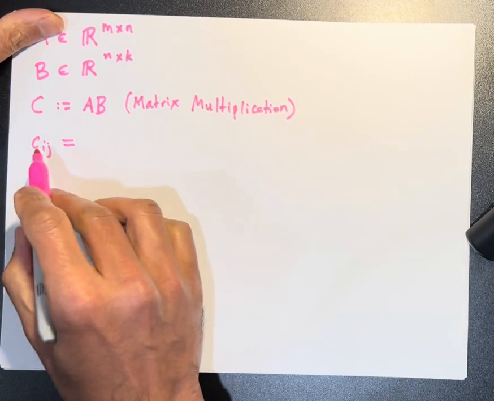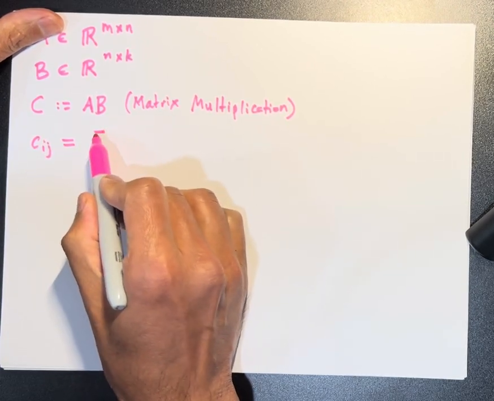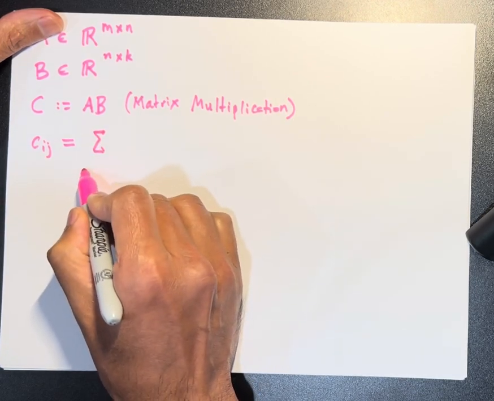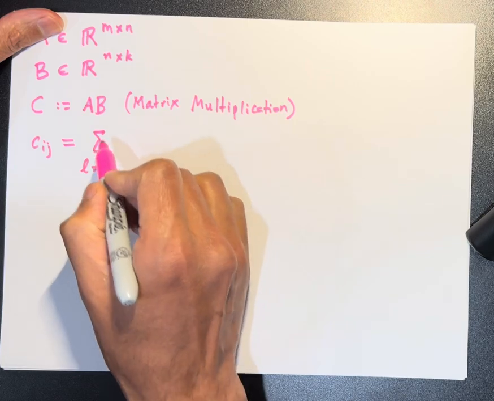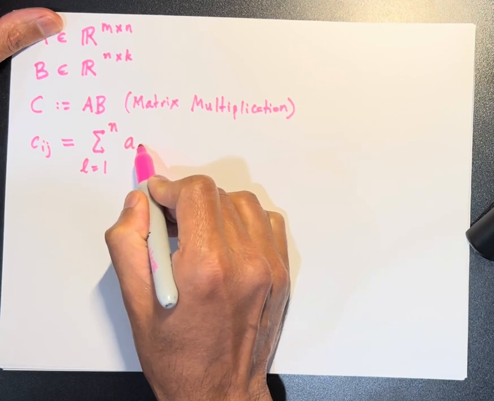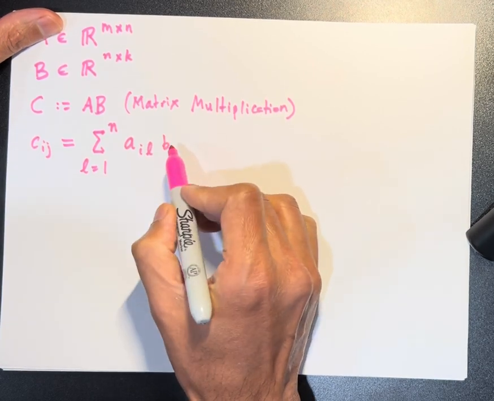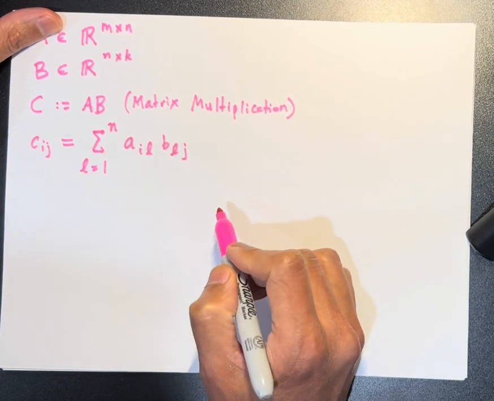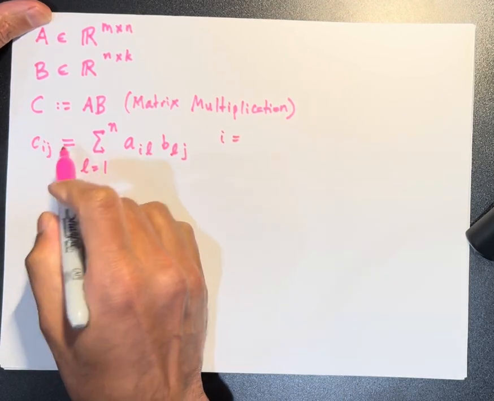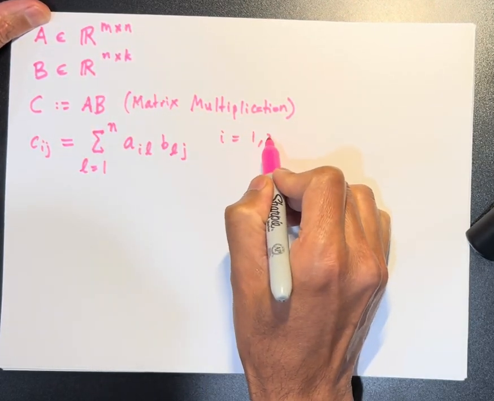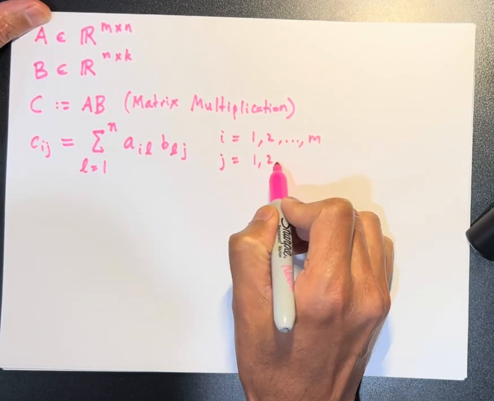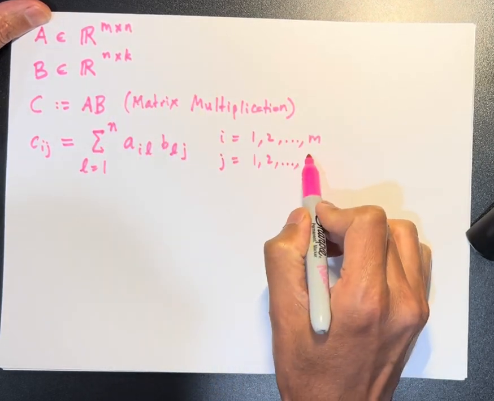The C_ij is defined as a summation over l equal to 1 to n of A_il B_lj, and in this case the i can run from 1, 2 up to m, and the j runs from 1 to k.